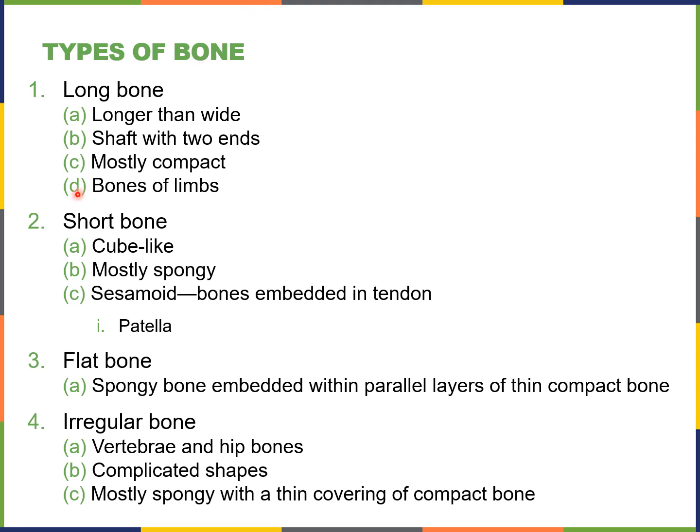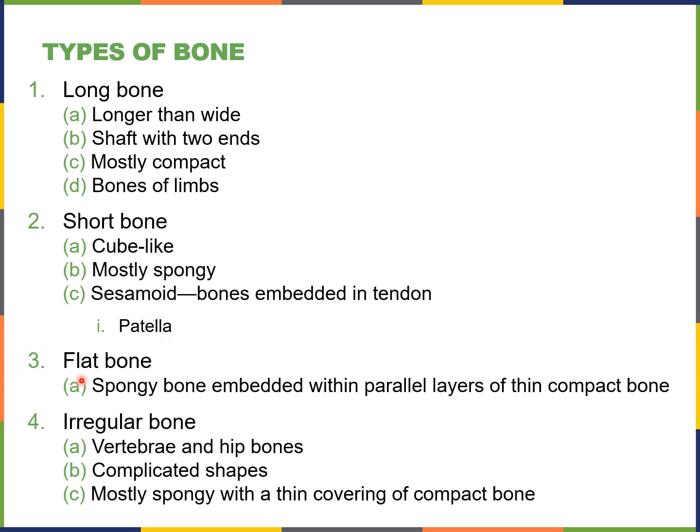And then we have our short bones here. So these are cube-like. They're often called cuboidal bones, actually. They're mostly spongy, and you can see them in things like your foot. We have cuboidal bones kind of on the bottom of the foot. So those are always kind of weird breaks if that happens. But within the short bones too, we also have things called sesamoid bones. These are embedded in tendons, so that's like our patella in our kneecap.